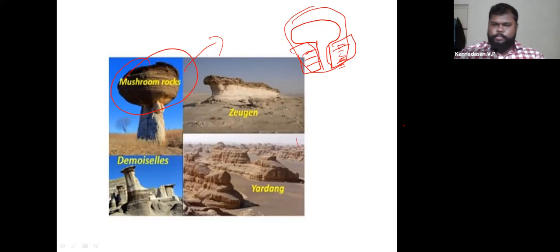See, it's not just mushroom rocks. If you see all the features that are given in this picture, Geogan, Yardang, Demoiselles, all these features, the upper part is not as corroded as the lower part, right? Even in Geogan, the upper part is not as corroded as the lower part. Even Demoiselles, the same. Even in Yardang, the same case. Why?